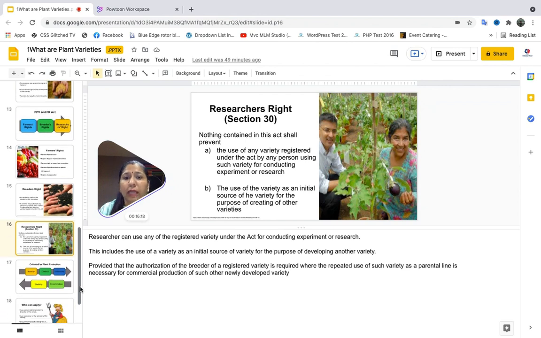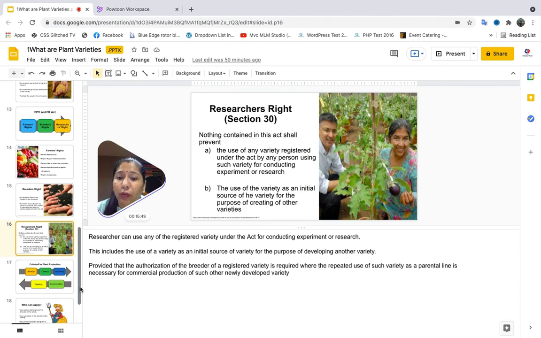The next right is researchers' right. Now, what is researchers' right? Any researcher or any research scholar can use any of the registered variety under the Act for conducting research and experiment. The clause is that this would include the use of variety as an initial source of variety for the purpose of developing any other variety, not for selling, not for reproducing, not for exporting, and not for importing.